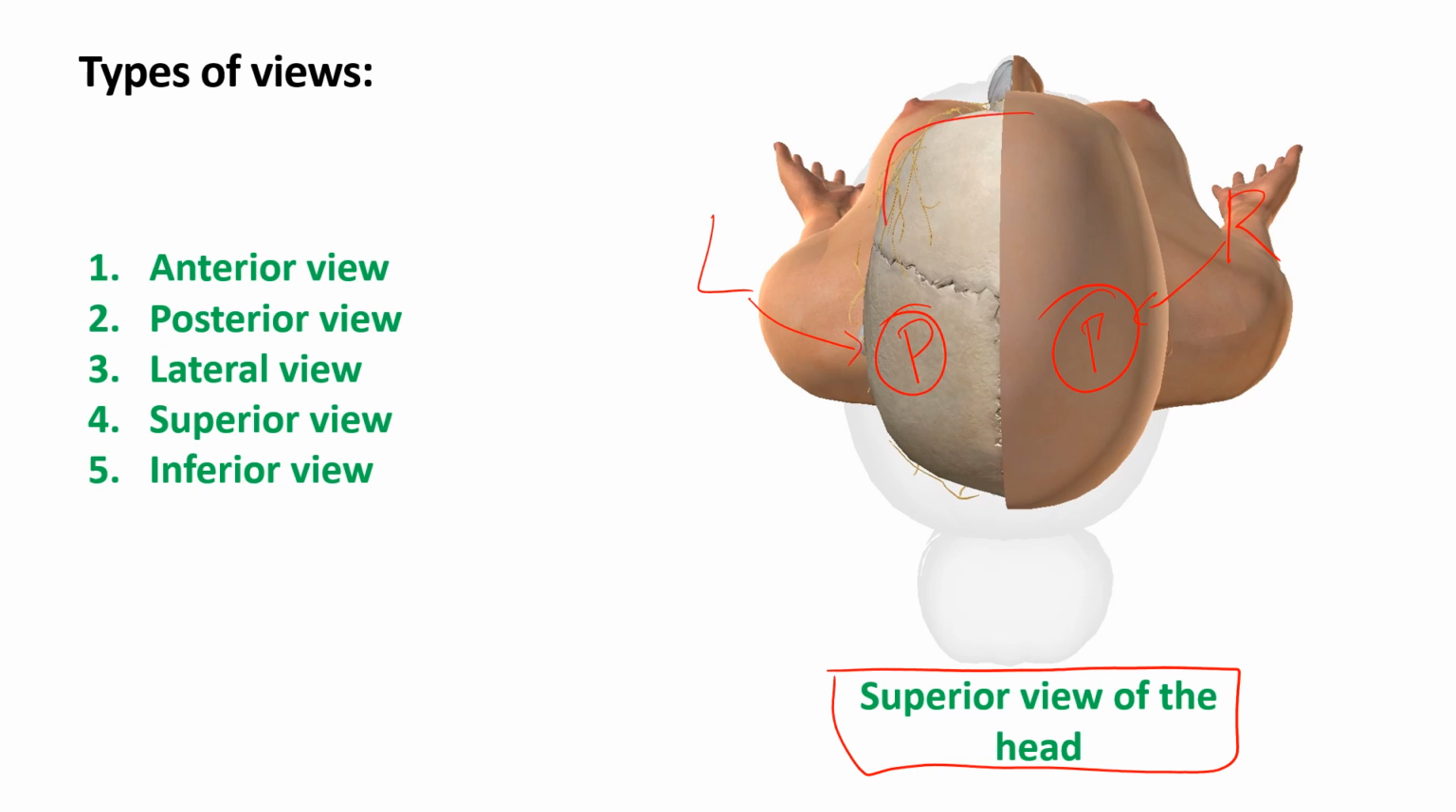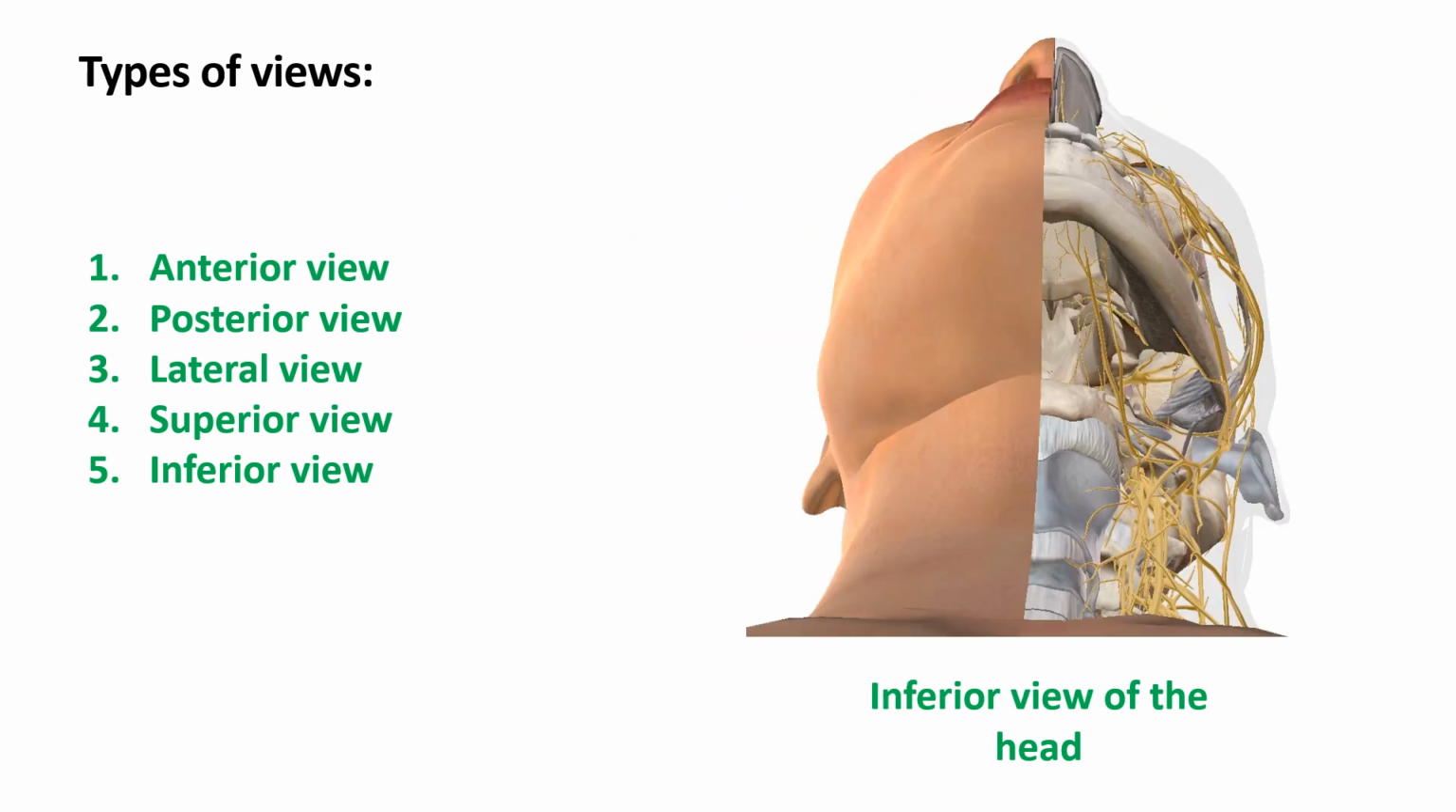This bone here is the frontal, and if we look at the anterior and posterior, this is the anterior part of the patient, this is the posterior part of the patient. We have the right side, we have the left side. This is a superior view. Now we have the last one, and this is going to be what view? An inferior view. All right.